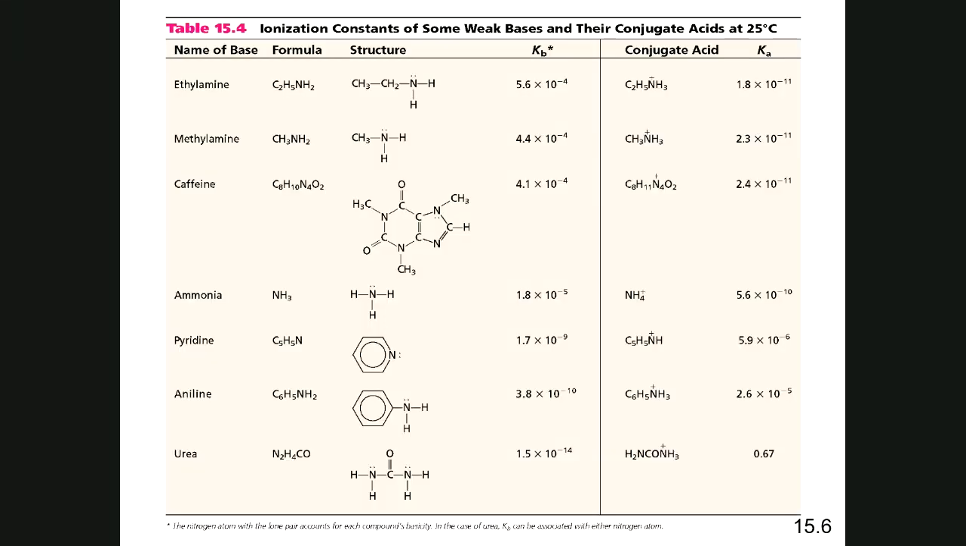Kb times the Ka for the conjugate acid is going to equal Kw. So if one is given, the other one can be calculated because you have this number as 1 times 10 to the negative 14.